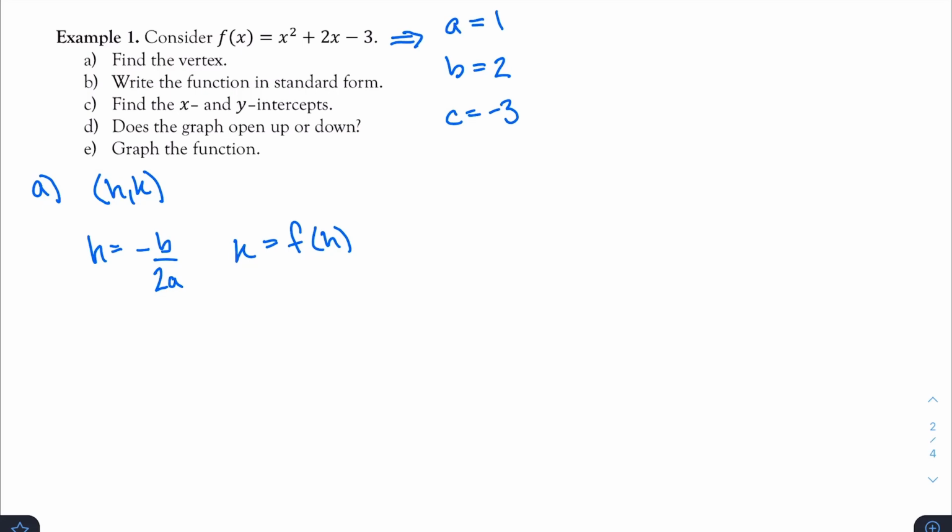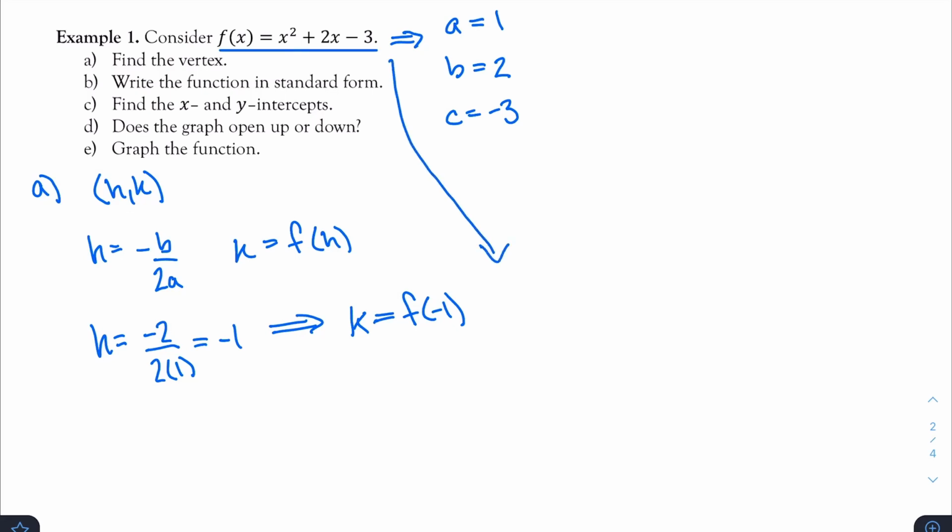So, if I use these in my formula for the vertex, I have that h is negative b over 2 times a. In this case, I get negative 2 divided by 2, or just negative 1. So I have my h value. That hence implies that k must be f of negative 1. How do I get f of negative 1? Well, remember, I have f of x.